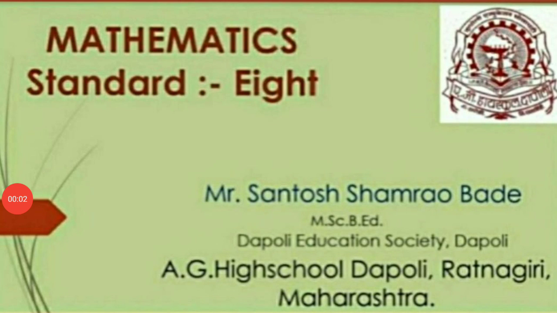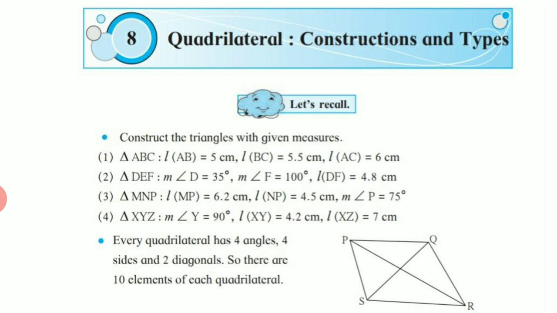Good morning, students. Today we are going to see our next lesson, that is quadrilateral construction and its types. Let us recall some important points. Construct the triangles with given measures. We can draw a triangle if we give the measures of a triangle.